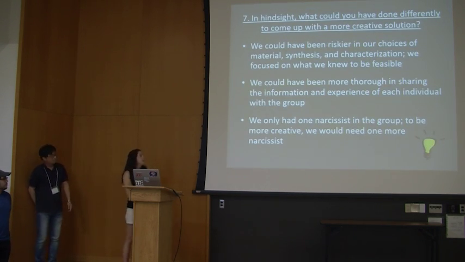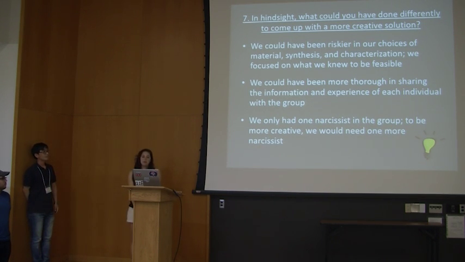So in hindsight, what could we have done to come up with a more creative solution? We could have been a little more risky in our choices of materials and synthesis. We actually chose our material fairly quickly, based on whether it is feasible and cost effective. We could have been a little more thorough in sharing the different information coming from different members of the group. We just brought up things as they came along. We could have tried to really evaluate at the beginning what strengths each person was bringing to the team. And then finally, as another group previously mentioned, we did only have one narcissist in our group, and optimally we would have improved our creativity with 2 narcissists.